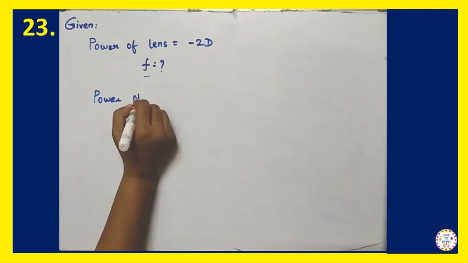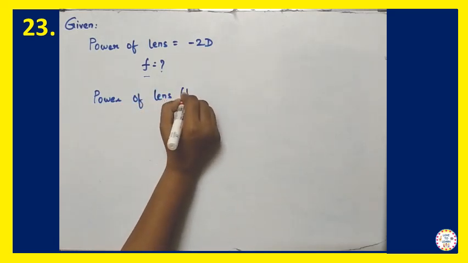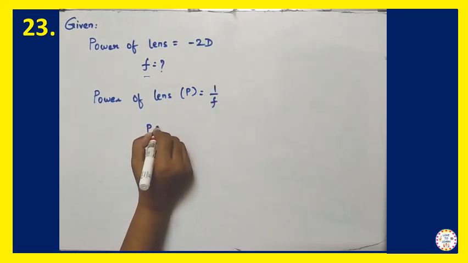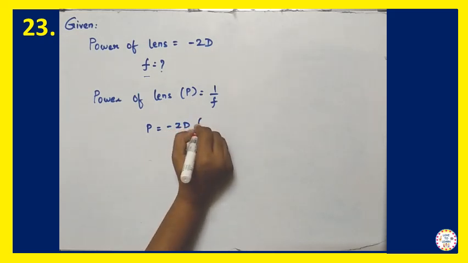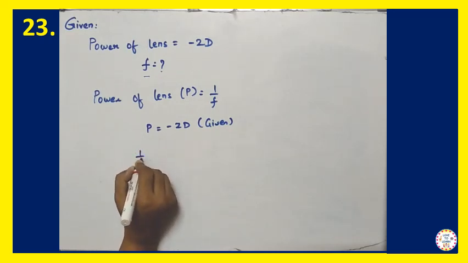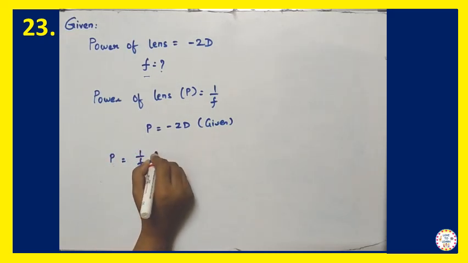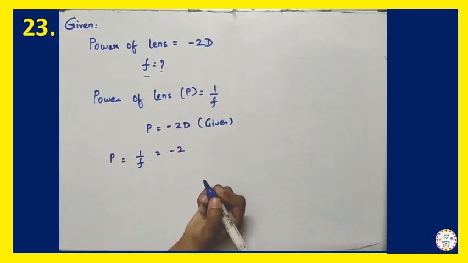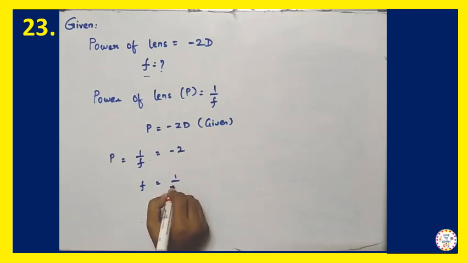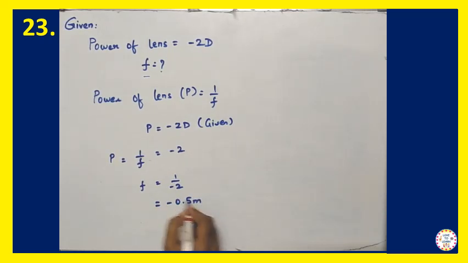Power of lens is given by P is equal to 1 by F. So this is equal to minus 2 D, it is given. Now 1 by F value is equal to minus 2. So F is equal to minus 1 by 2, which is minus 0.5. So this is the focal length of the lens.